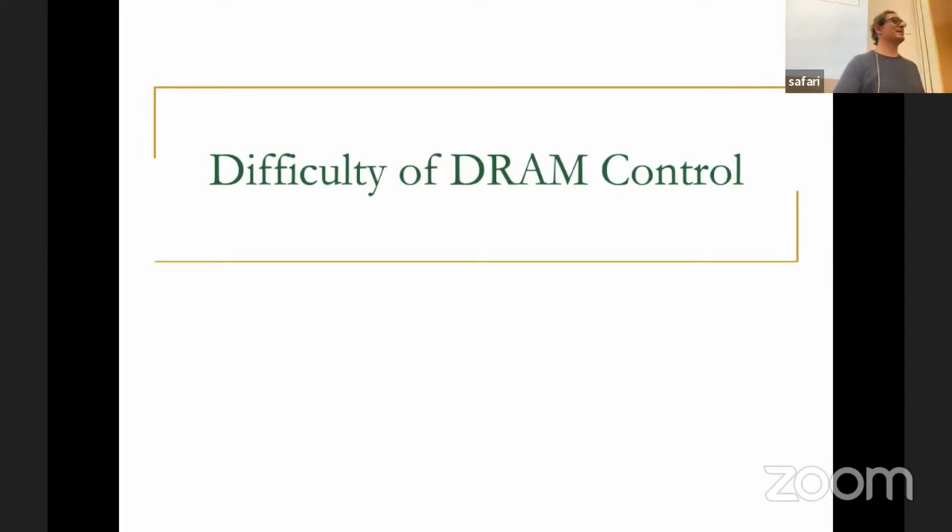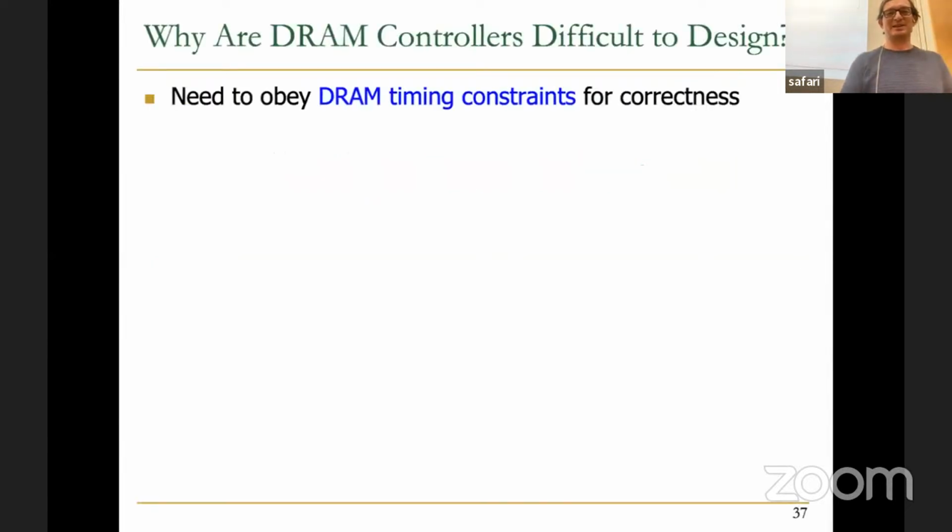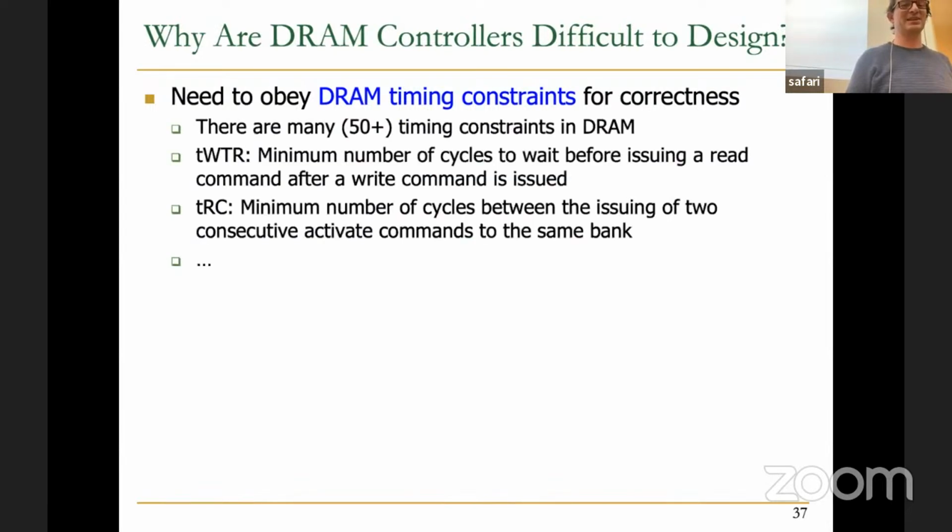Okay, now that we've covered some basics, let's talk about the difficulty of DRAM control. I think I've given a lot of this, but essentially, we need to obey many DRAM timing constraints for correctness. We're going to see a little bit more of these. It turns out 50 is actually an understatement, there are more than 100 timing constraints in modern DRAM. This is because of the way the interface is designed, right? The interface is designed so that the memory controller can know everything about the timing of DRAM so that you can control it in a fashion that's relatively optimized. As we have seen in the last lecture, it's not very optimized.